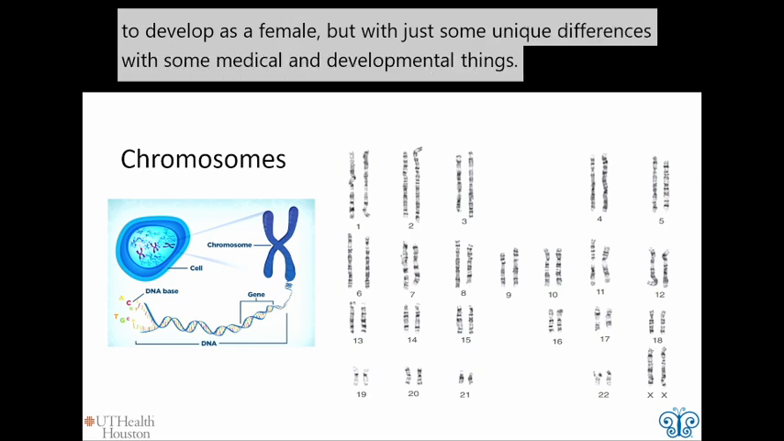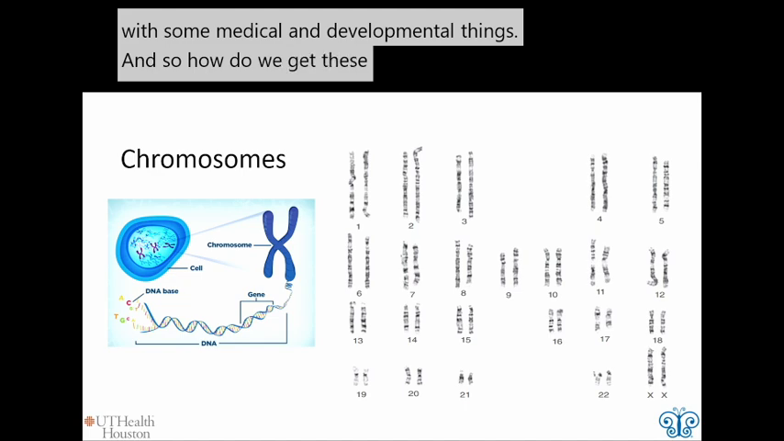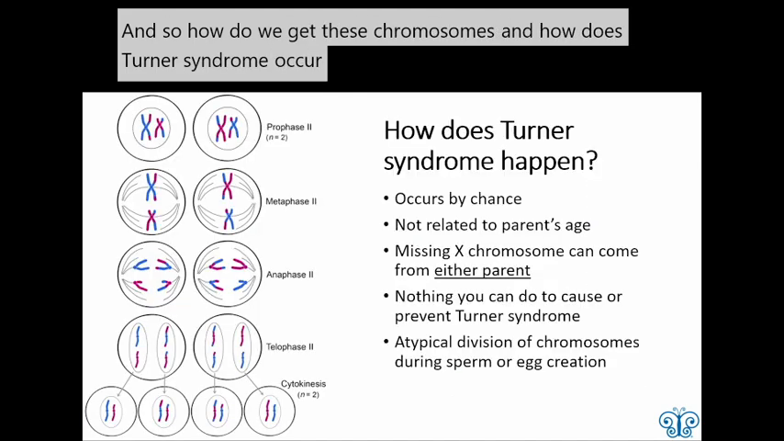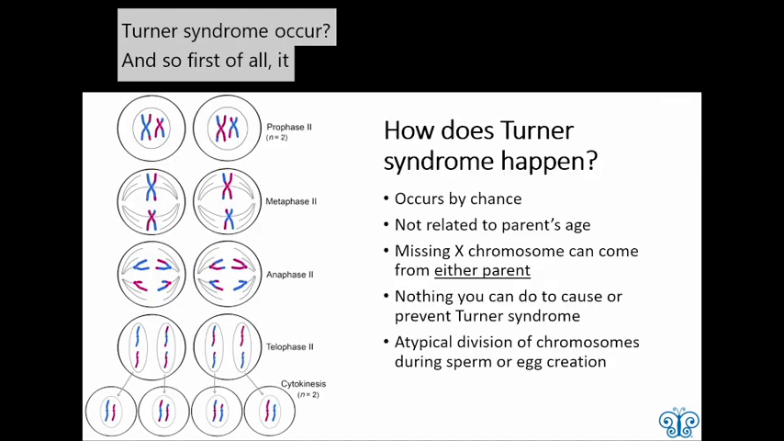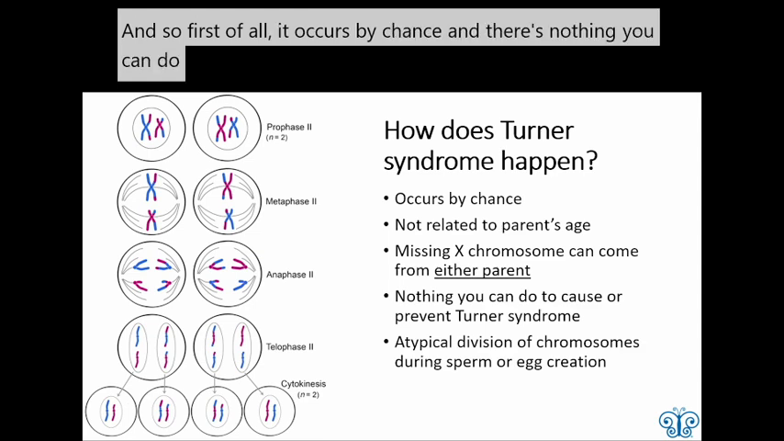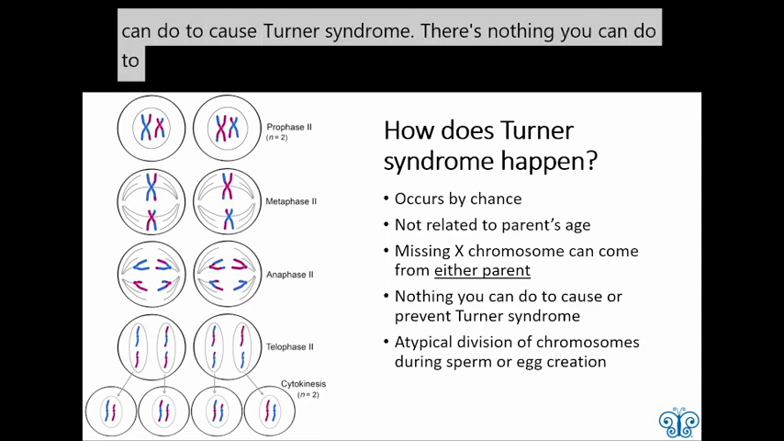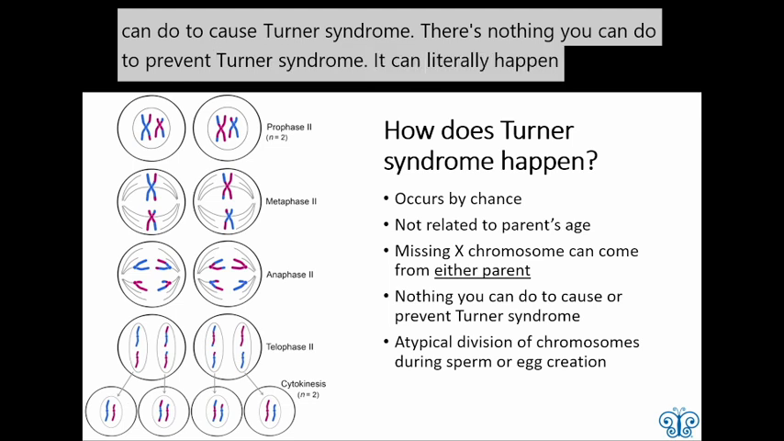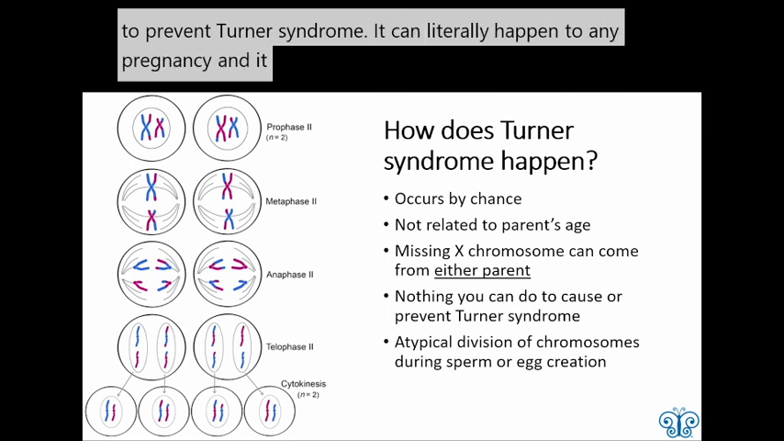And so how do we get these chromosomes, and how does Turner syndrome occur? First of all, it occurs by chance. There's nothing you can do to cause Turner syndrome. There's nothing you can do to prevent Turner syndrome. It can literally happen to any pregnancy. It's not associated with maternal age.